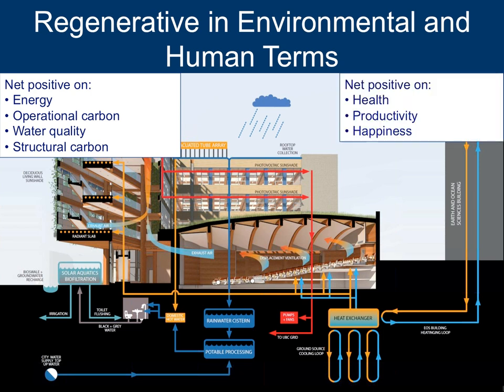Next slide, please. But we wanted to go beyond environmental well-being and look at human well-being as well. So this is a building where the goal is actually over time to improve human health, productivity, and happiness. If we succeed in these 7 areas, then we'll have demonstrated at the building scale that you can actually be regenerative at that scale.